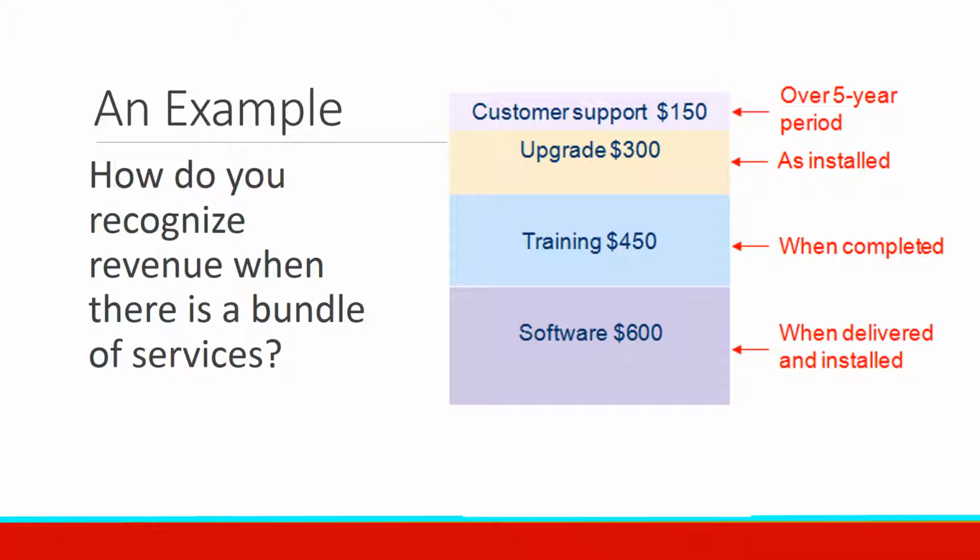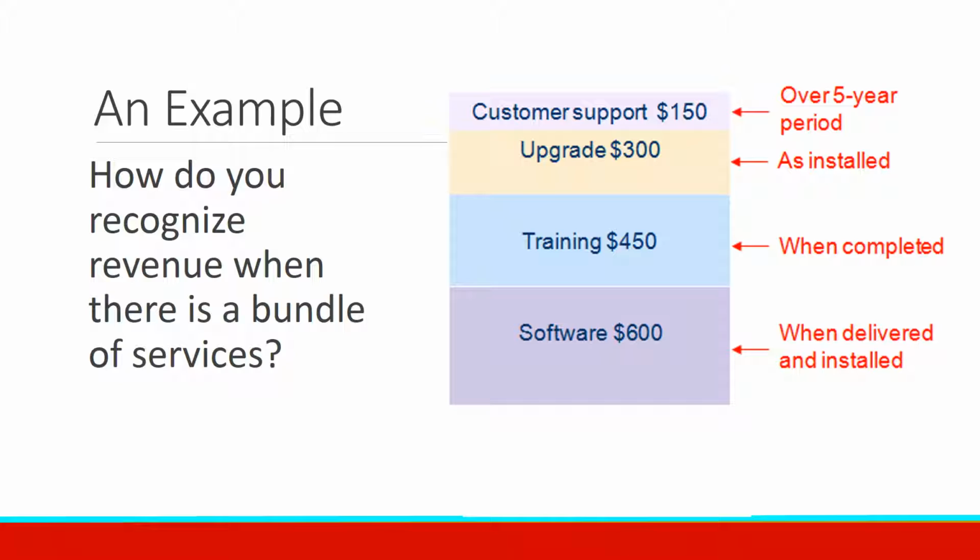So the question is, when can you recognize revenue? The first thing that you need to do is to unbundle that revenue into the 4 different components, and you will come up with a criteria unique to each component. The software for $600 will be an item that's delivered. It's like a product. And so when it's delivered and installed, that software, the revenue recognition will occur.